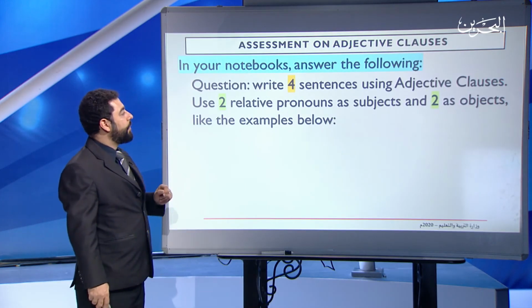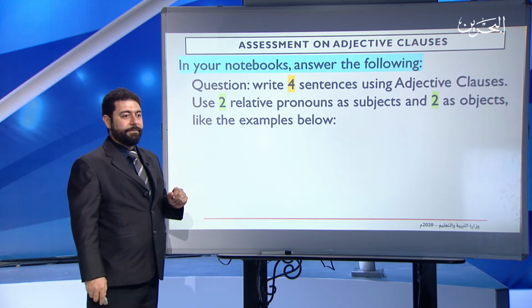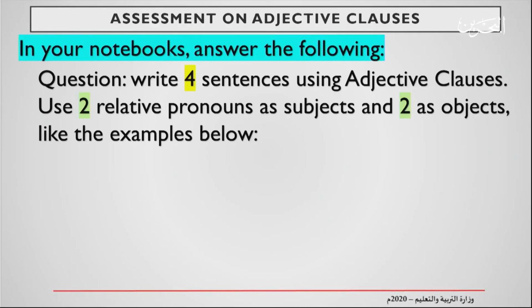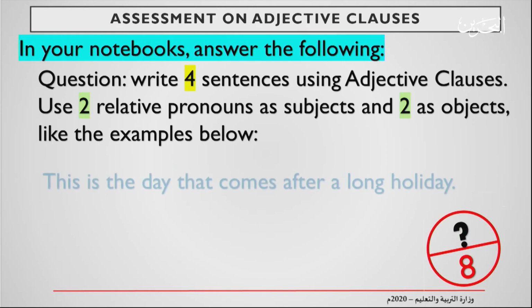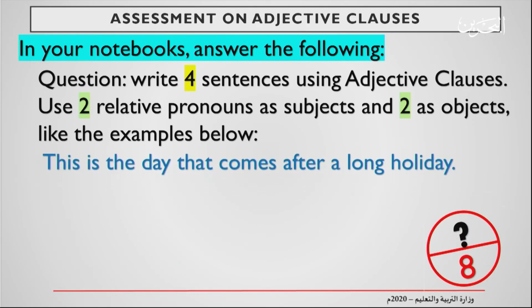All right, let's jump to task number 4. Okay, in your notebooks, answer the following question. Write 4 sentences using adjective clauses. Use 2 relative pronouns as subjects and other 2 as objects, like the example below. And you have a mark of 8. The example says, this is the day that comes after a long holiday. Your task is simple. Write 4 sentences like this, 2 with relative pronouns as subjects, and 2 as objects. And you have 3 minutes.